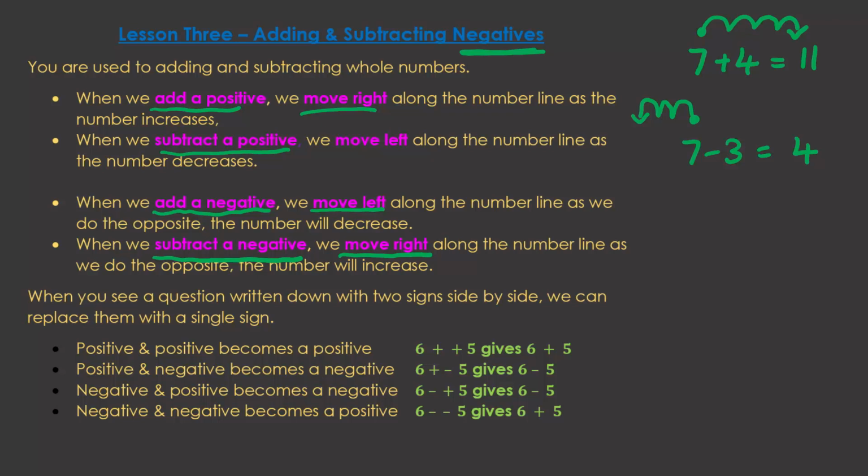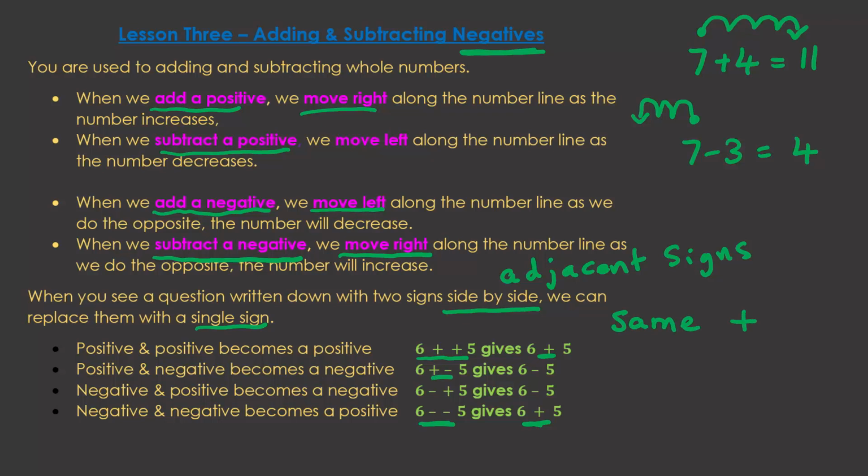When you see a question written down with two signs side by side, we call these adjacent signs. We can replace them with a single sign. If you have two positives, we replace it with a single positive. I'm going to skip to the bottom here. When we have two negatives, we also replace that with a positive. So when the signs are the same, we end up with a positive.